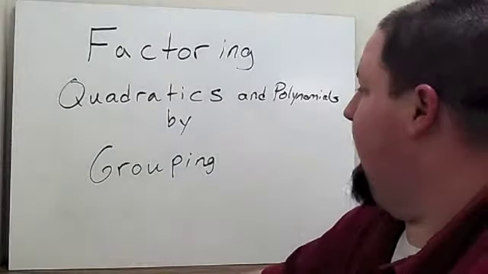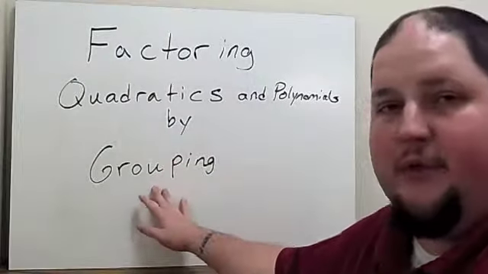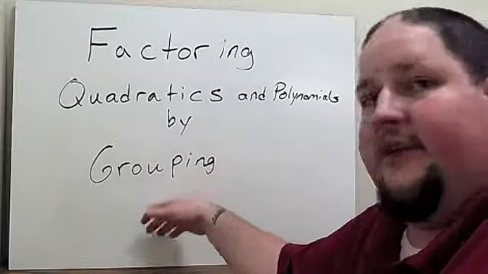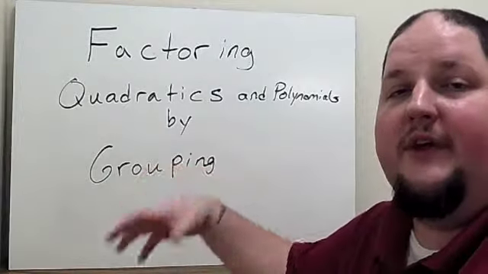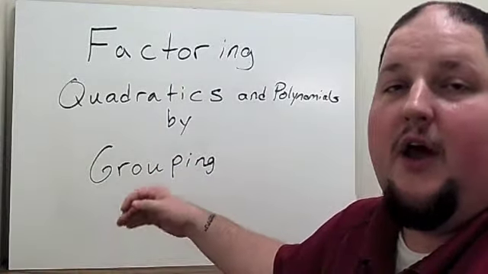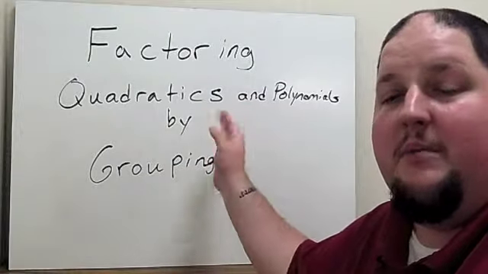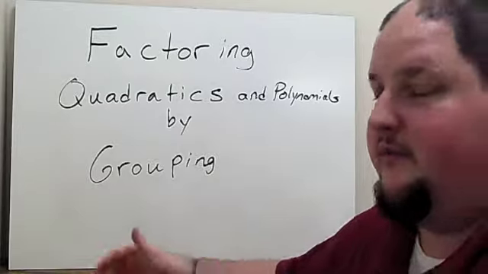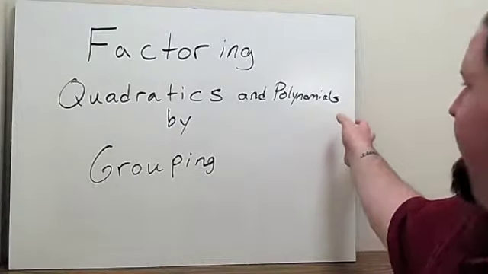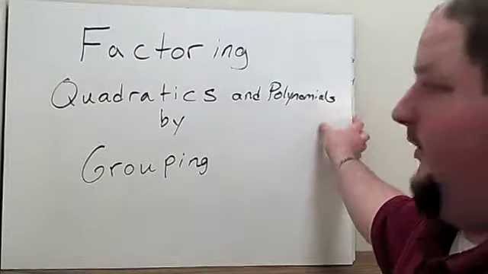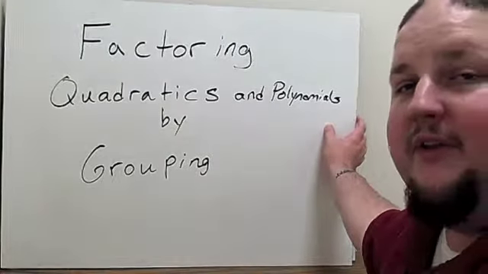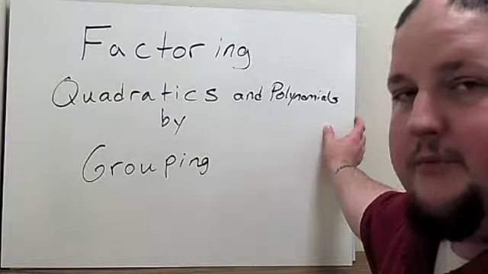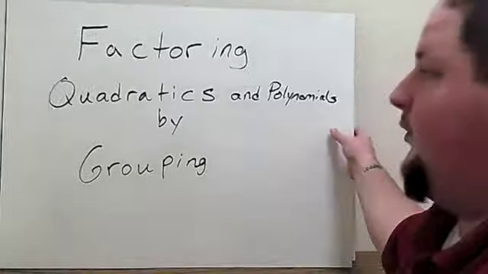All right, factoring quadratics and polynomials by grouping. A quadratic is anything with x squared. A polynomial is any degree. We can use grouping for any degree polynomial. We're going to be focusing mainly on quadratics this week for this unit. We'll be using factoring by grouping when we get to general trinomials when a does not equal 1.